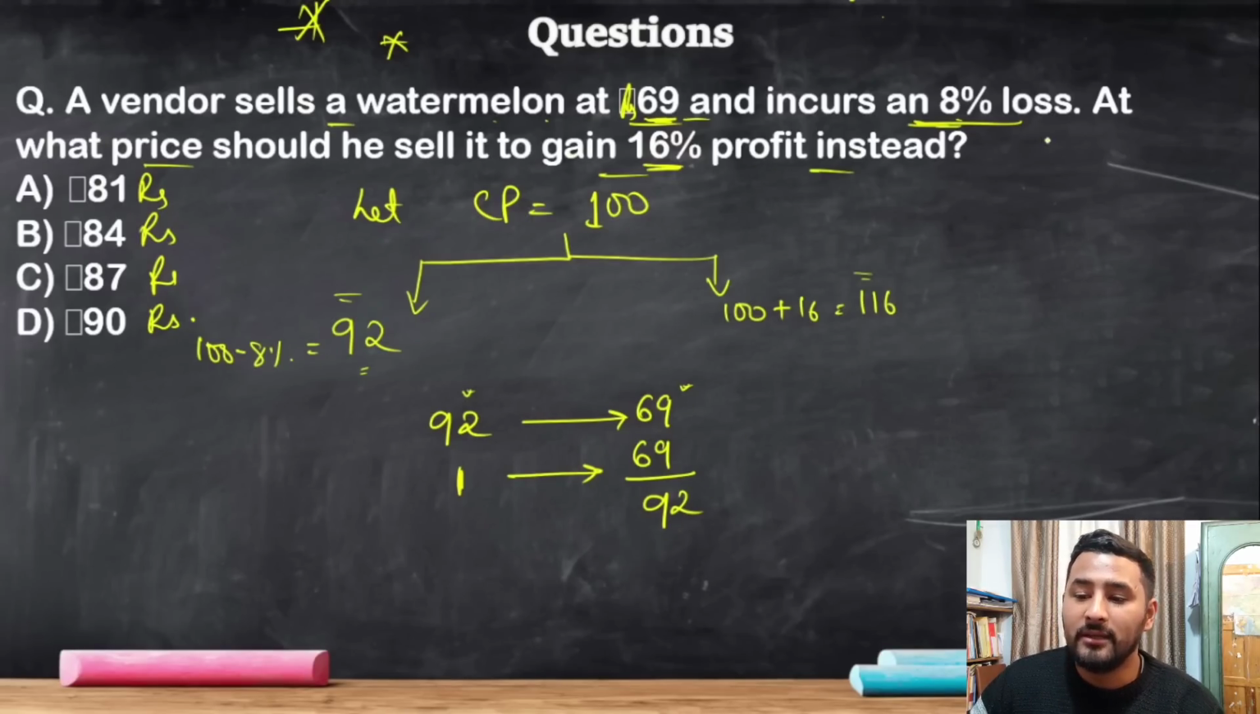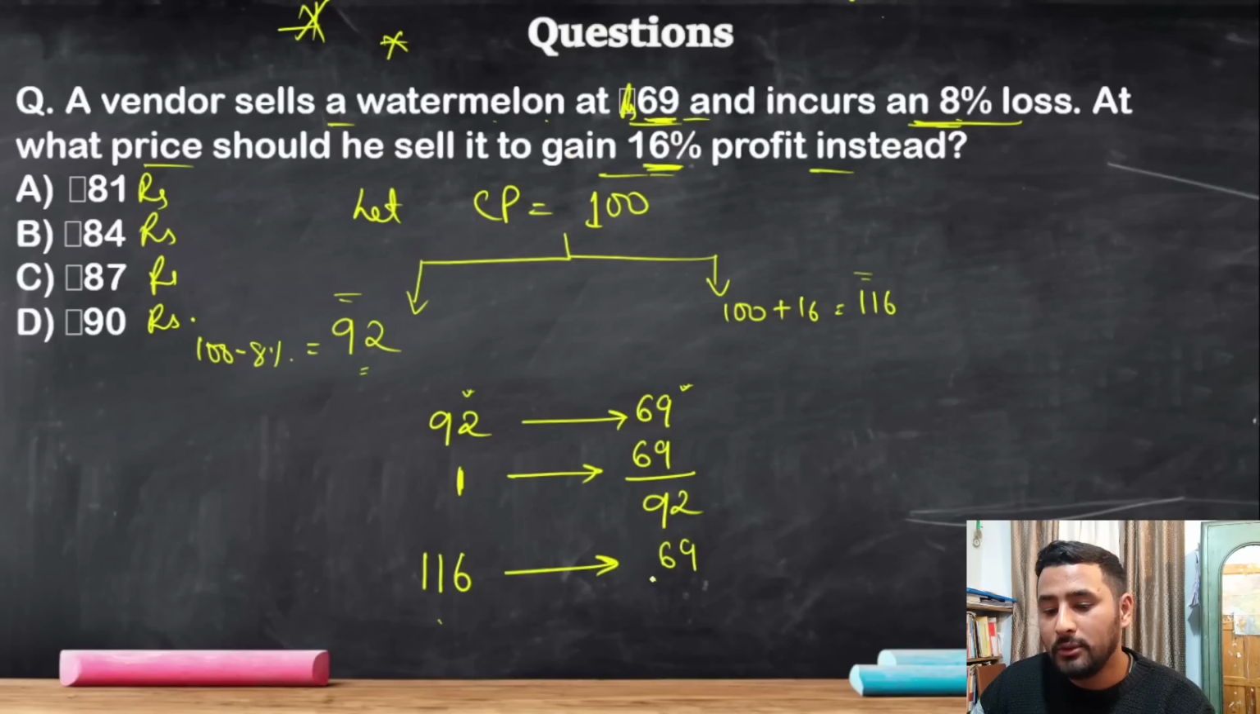Now to gain 116%, you can write 116. Now you need to find 116 units. So what you'll do, already for one unit you have 69 by 92. To get this 116, you should multiply it by 116. So this type of question you should do it like this. I have brought one more question of this type, so you can try the same.